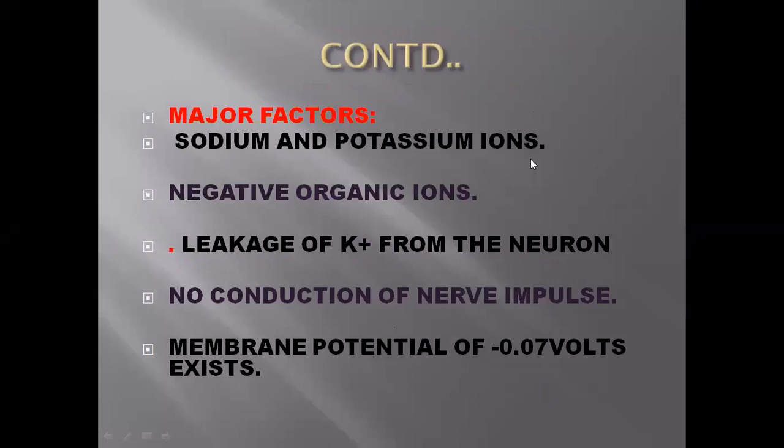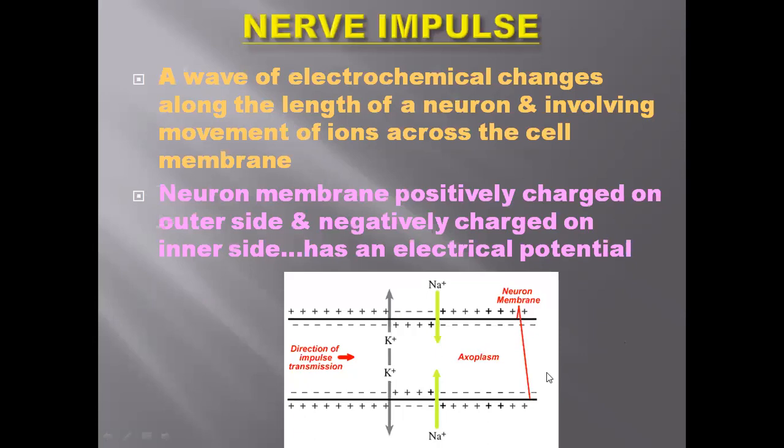The major factors that are maintaining the resting membrane potential, I have already told you, are the sodium ions, the negative organic ions, amino acids, proteins, RNAs, and leakage of potassium from the neuron through the channels, with no conduction of nerve impulse. The membrane potential is going to be minus 70 millivolts or minus 0.07 volts. It exists across the membrane. This is the potential which is going to separate the charges across the membrane.